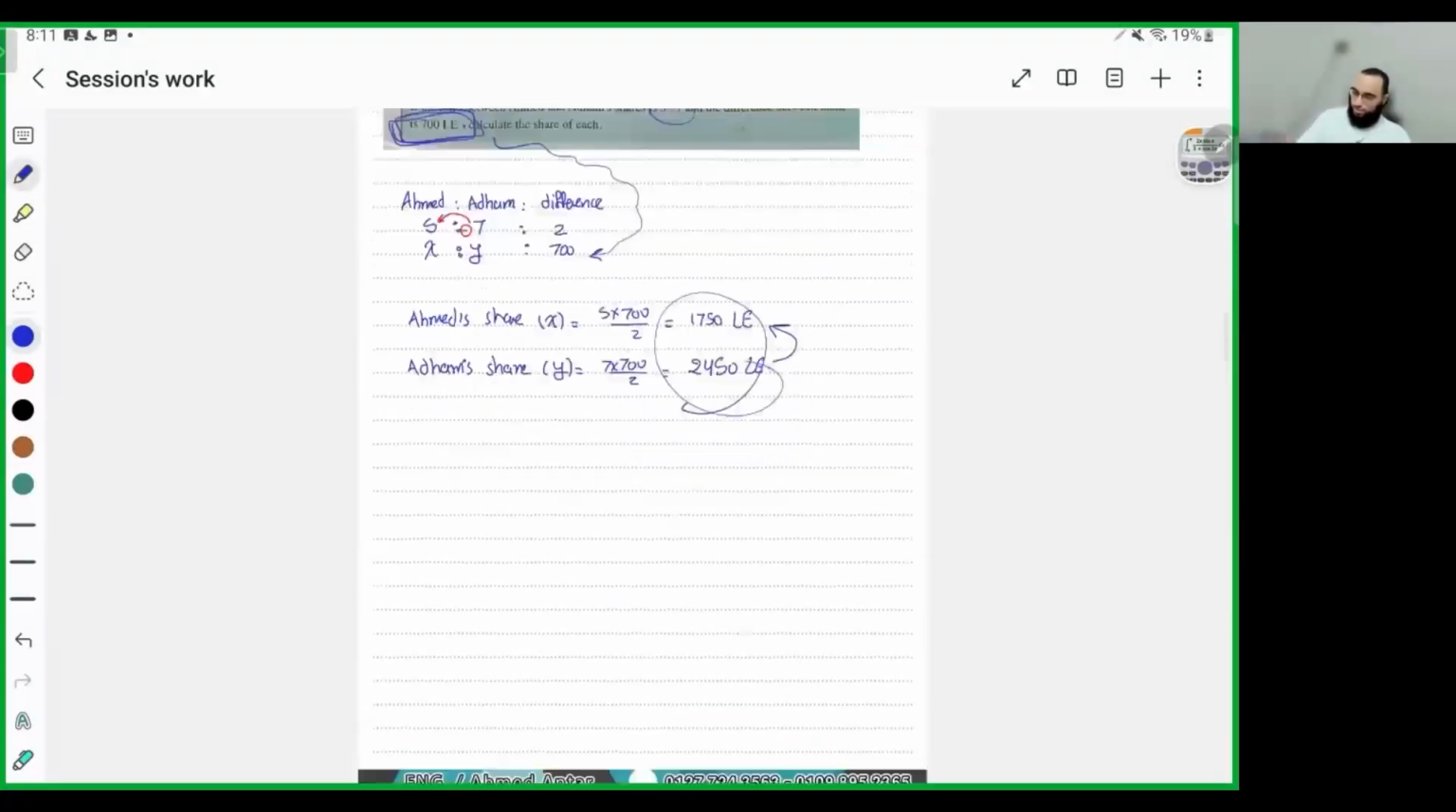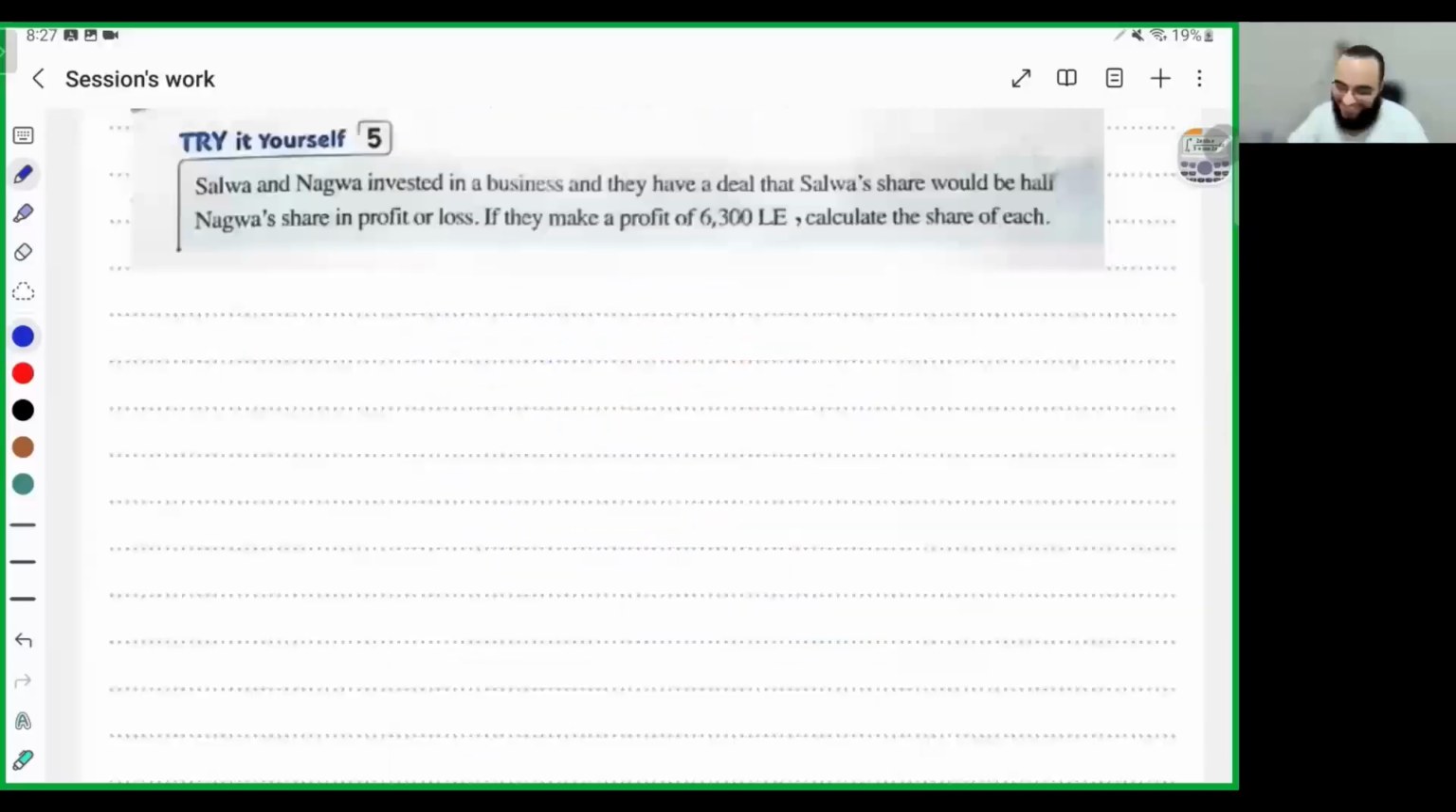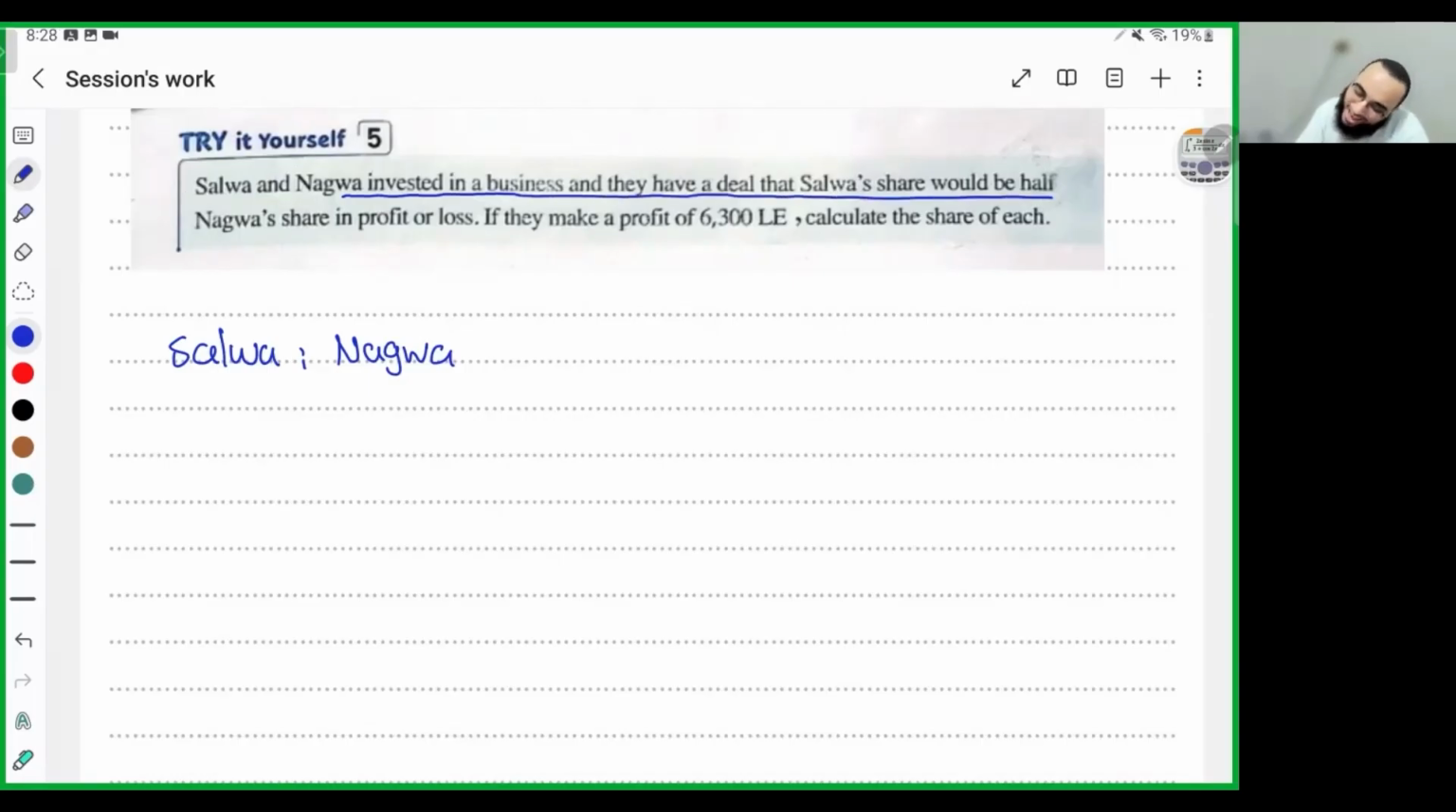Firstly, let's take it in another page. Yusuf Ahmed, you wanna solve a question? Yes. Okay, let's solve it together. Invested in a business, so we have two persons, Salwa and Nagwa. Firstly, I'll write Salwa and Nagwa. And then they invested in a business and they have a deal that Salwa's share would be half Nagwa's share.